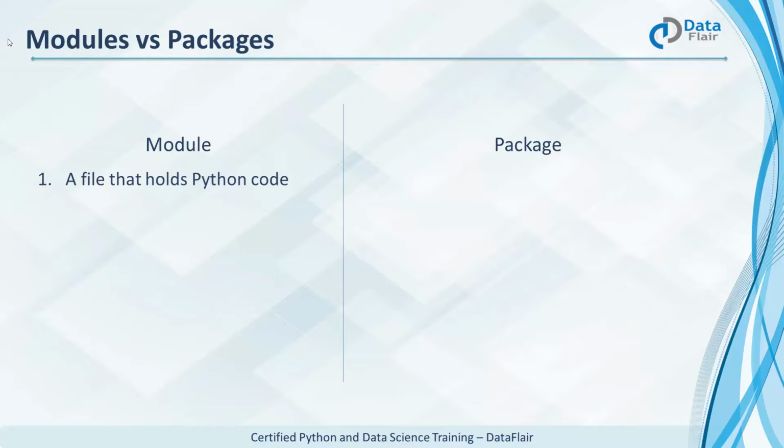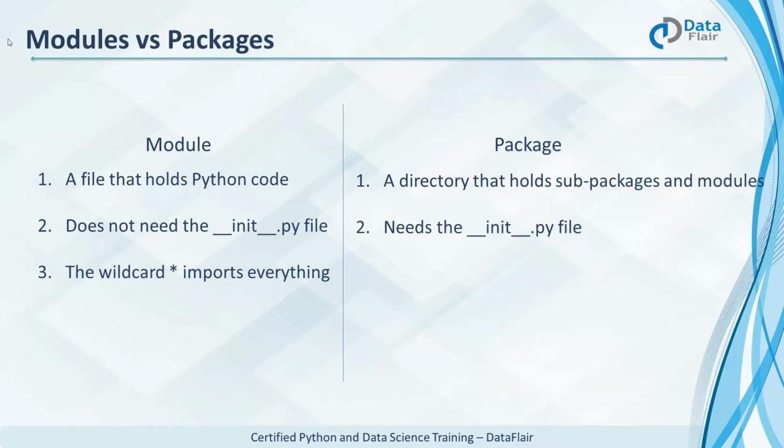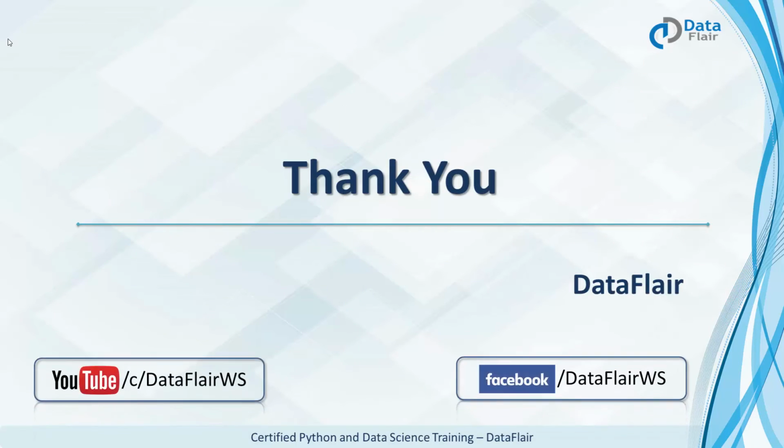A module is a file holding Python code. A package is a directory holding sub-packages and modules. Modules don't hold the init.py file, but packages do. With modules, importing everything imports everything. But with packages, it only imports the immediate modules. And that's how modules are different from packages.